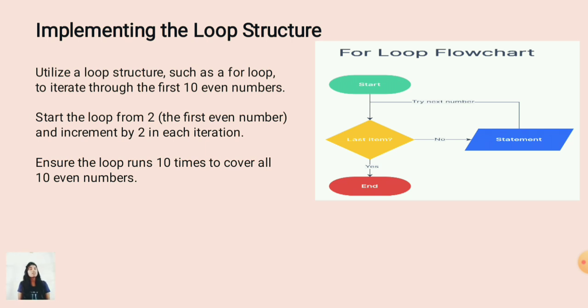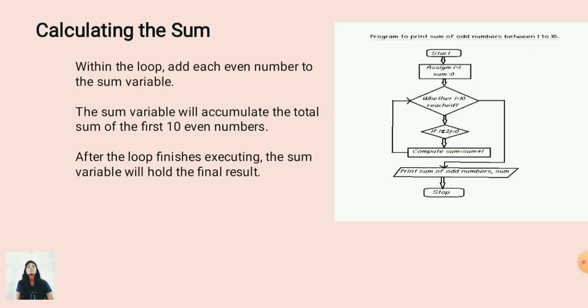Implementing the loop structures. Utilize a loop structure such as a for loop to iterate through the first 10 even numbers. Start the loop from 2, the first even number, and increment by 2 in each iteration. Ensure the loop runs 10 times to cover all 10 even numbers.